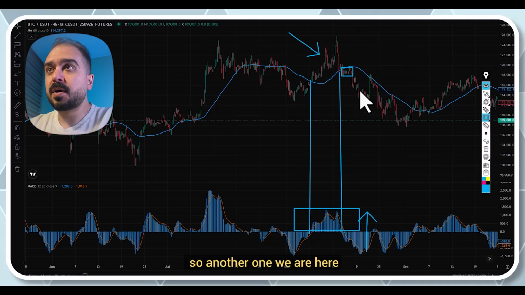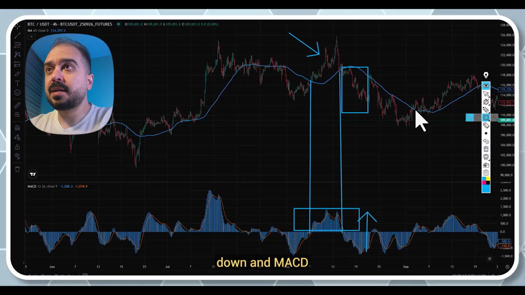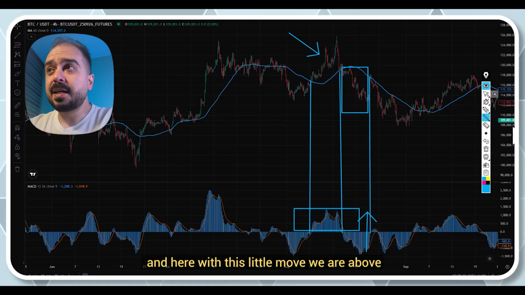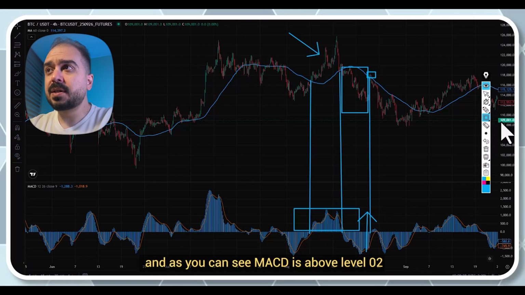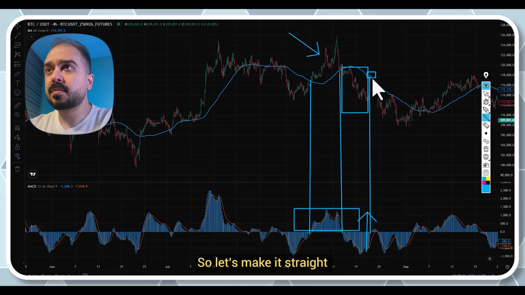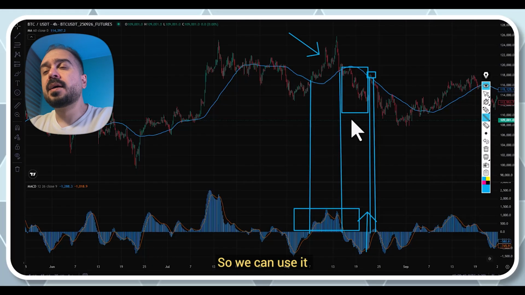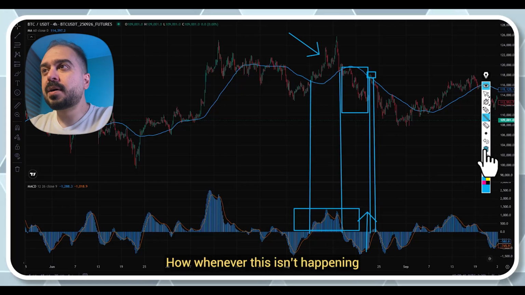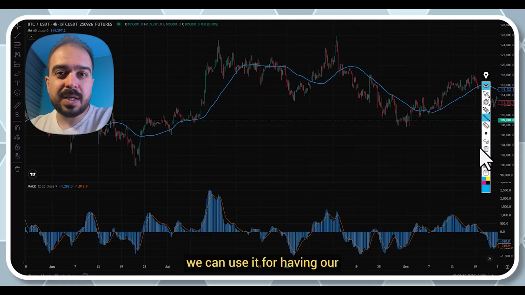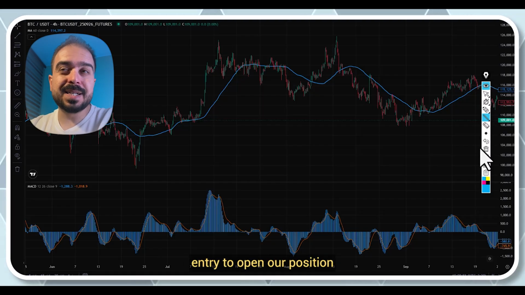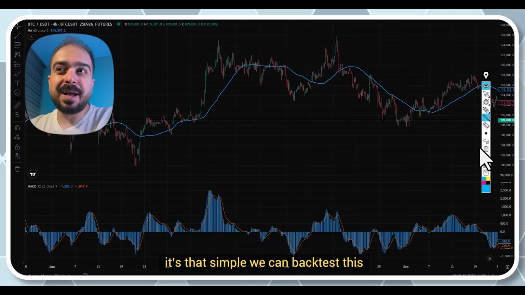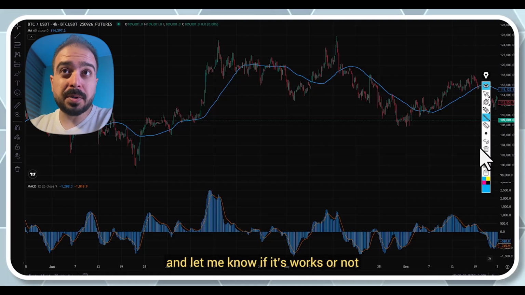So another one. We are here down, and MACD is under the level 0. And here, with this little move, we are above the moving average, and as you can see, MACD is above level 0 too. So let's make it straight. So we can use it. How? Whenever this is happening, we can use it for having our entry to open our position. It's that simple. We can backtest this and let me know if it works or not in comments.